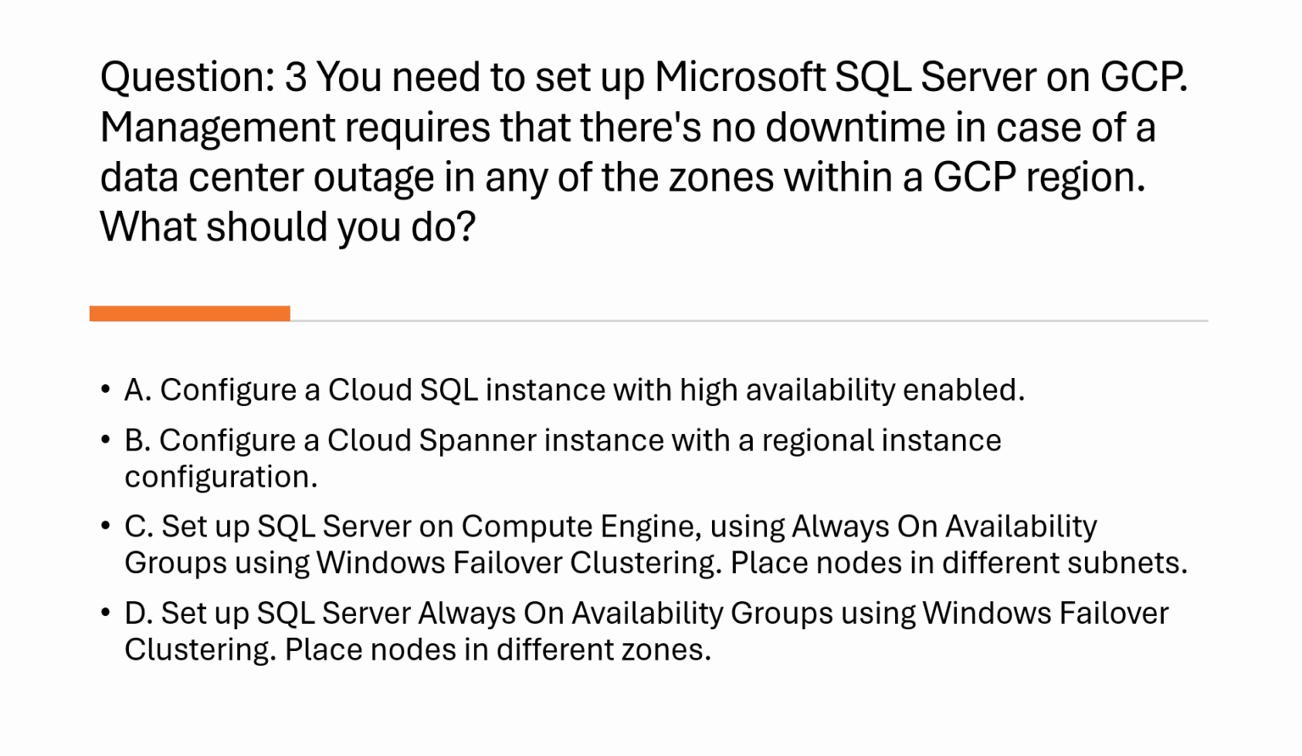A. Configure a Cloud SQL instance with high availability enabled. B. Configure a Cloud Spanner instance with a regional instance configuration. C. Set up SQL Server on Compute Engine using always-on availability groups using Windows failover clustering. Place nodes in different subnets. D. Set up SQL Server always-on availability groups using Windows failover clustering. Place nodes in different zones.